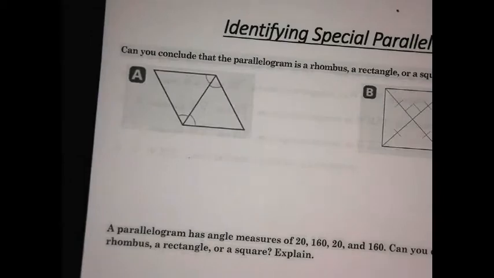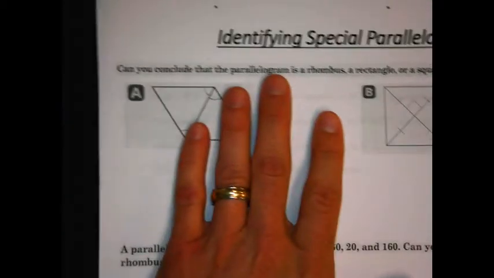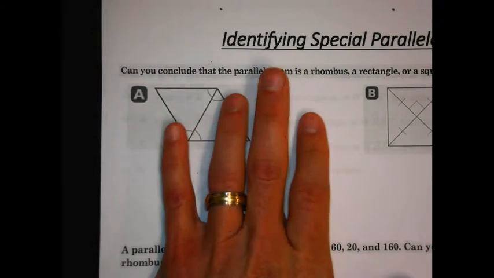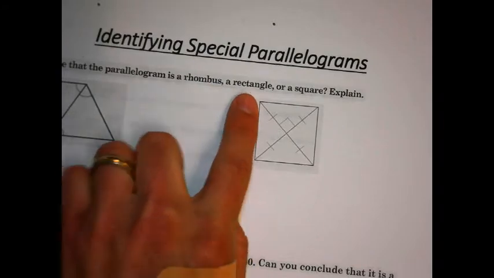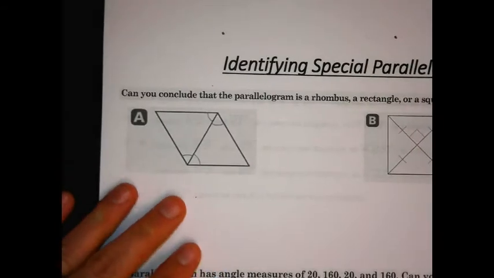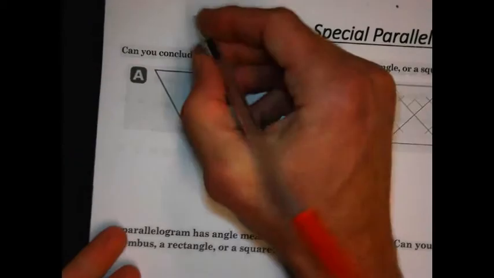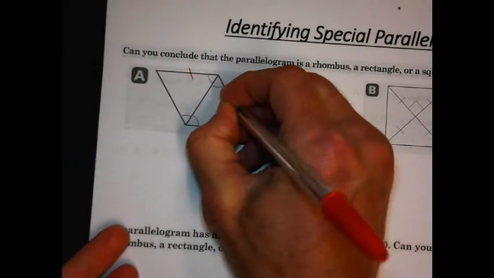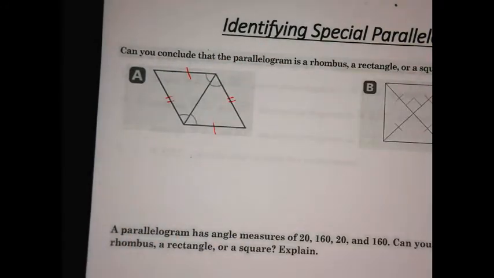All right, so here's an example of a question. Can we conclude that the parallelogram in the given example is a rhombus, a rectangle, or a square? And what we're going to do is explain. So what do we know? We know that we're dealing with parallelograms. Okay, so that brings in a whole lot of stuff, that's congruent to that, and that's congruent to that, right? And so we know what's going on. Can we conclude that this is a rhombus, a rectangle, or a square?